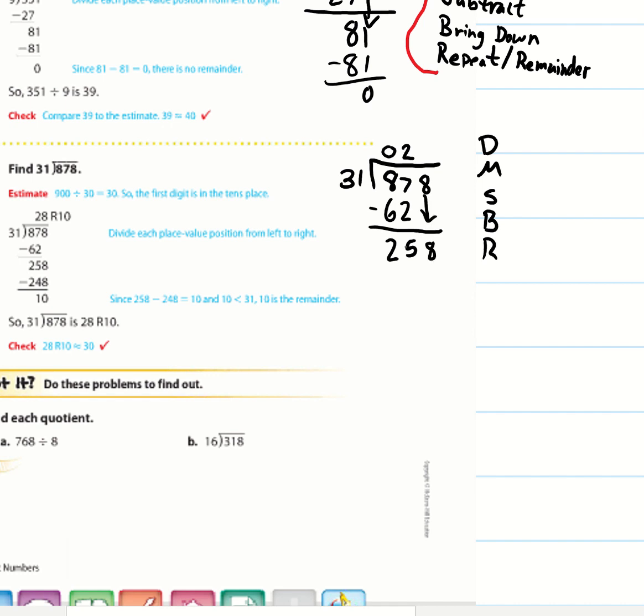31 goes into 258. How many times? I'm going to go with 8 times. 8 times 31 is 248. So that's multiply, then subtract. We're at 10. Bring down: I can no longer bring down. So now I have a remainder. It's going to be 28 remainder 10.